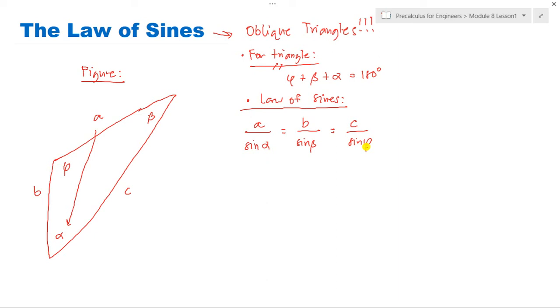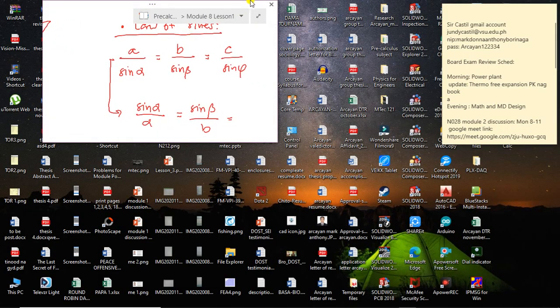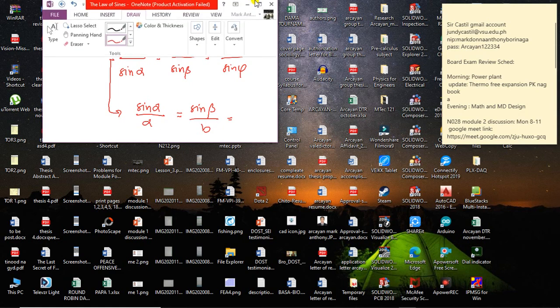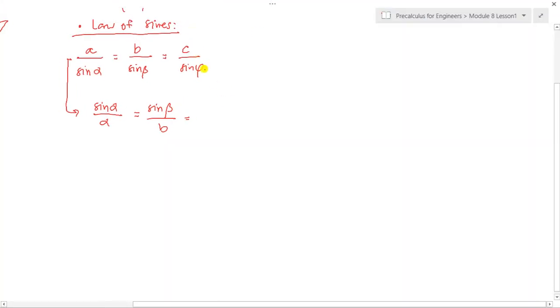Actually, you can also rewrite this since this is a ratio. It can also be flipped. So we have here sine alpha over the side A is equal to sine beta over the side B is equal to, actually, let's erase this.